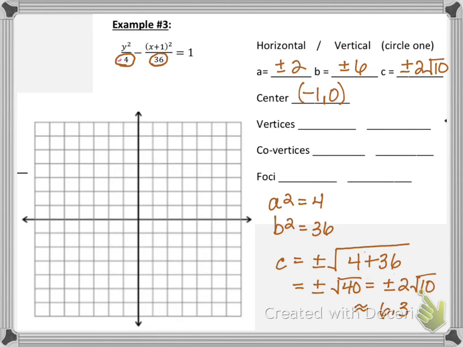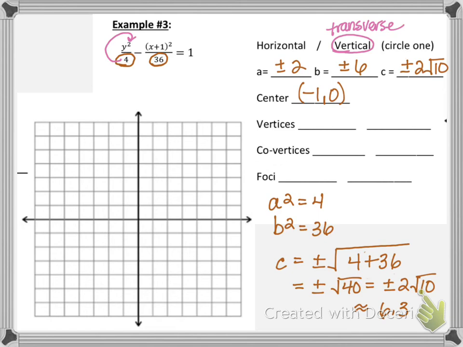Orientation. So the 4 is underneath the y squared. So we are going to draw a vertical hyperbola. So our transverse axis is going to be up and down. This is the one that's going to have all 5 points. Okay, so let's get to working.